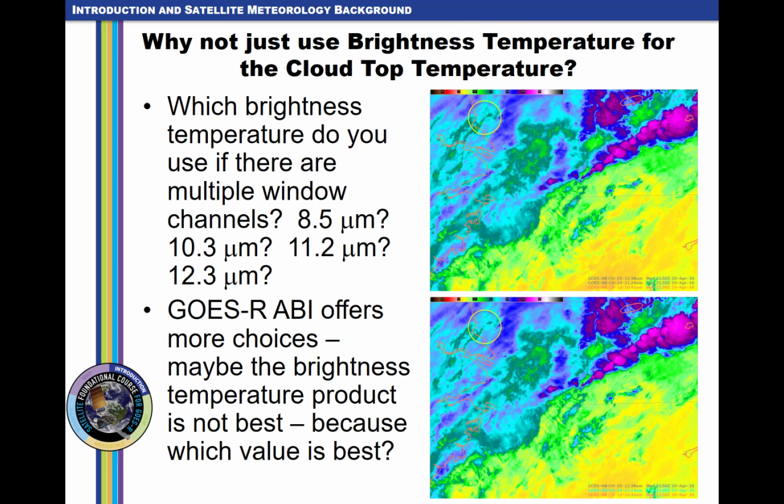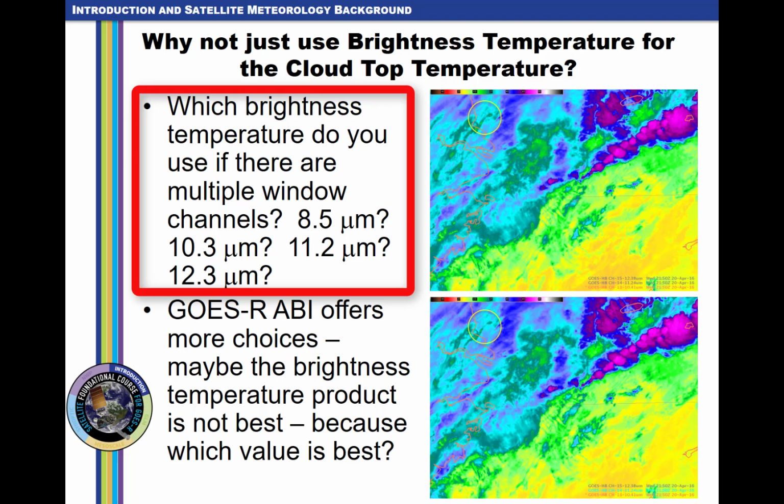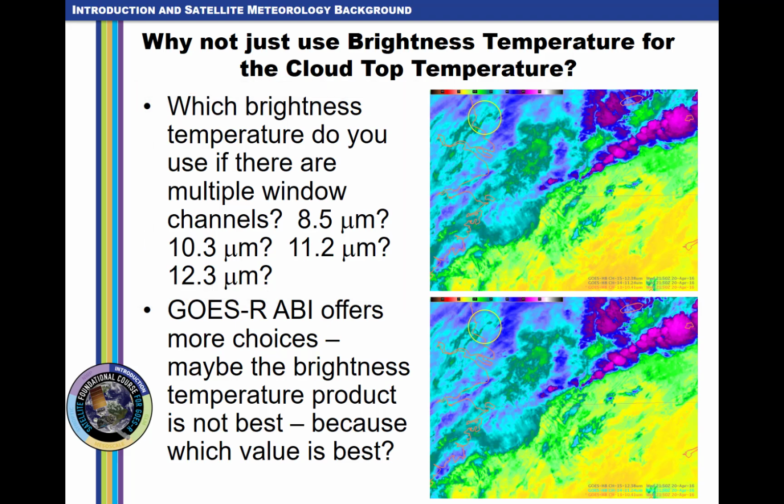Here's a reason why you might want to use the temperature product. Which band would you use for cloud top temperature? There are 4 good window channels on ABI. For the 10.3 and 11.2 micrometers shown, look at the cold cloud top circled in yellow. It's a slightly different temperature in these 2 different channels. If you need a threshold temperature for an algorithm, this can make a difference.